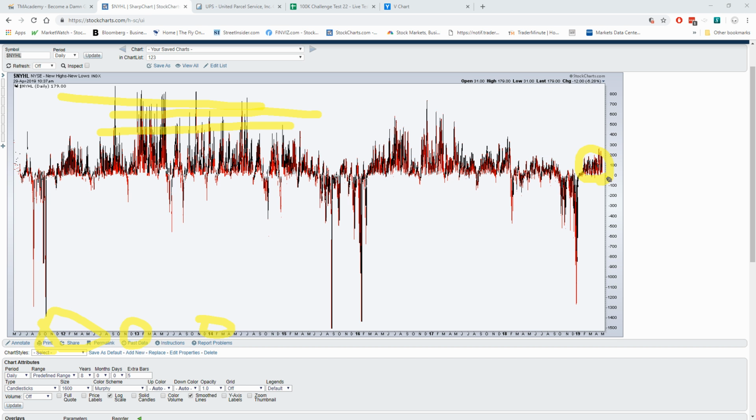But it's another one of those precursors that says what? That says if there's a breakdown, it's going to be pretty big. So for the bears out there, what's it say? It says, chill, easy go, right?